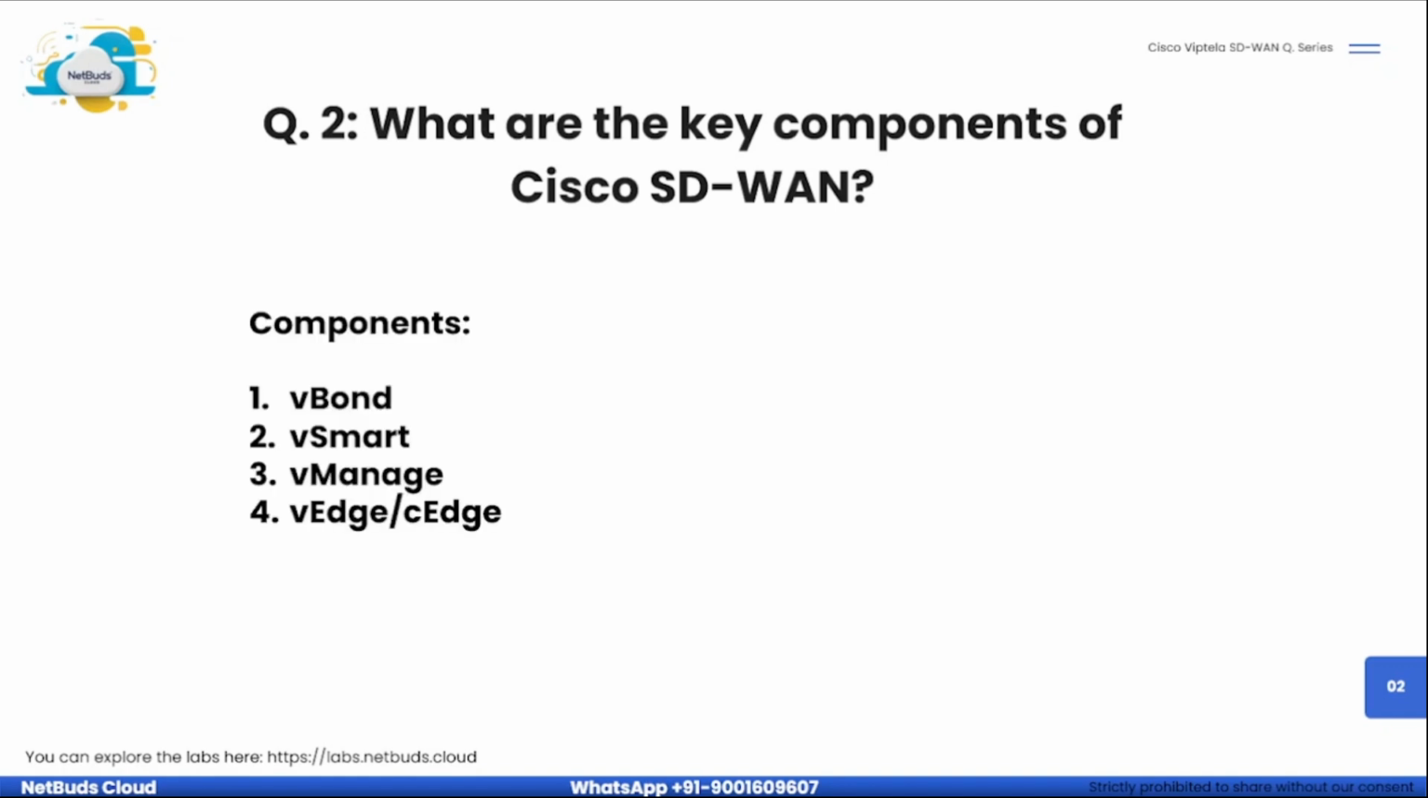You can see on my screen there are four components: vBond, vSmart, vManage, and vEdge or CH, with vEdge and CH as a single component. I will discuss all the components, including what exactly each one means. First, let's focus on component number one, which is the vBond.